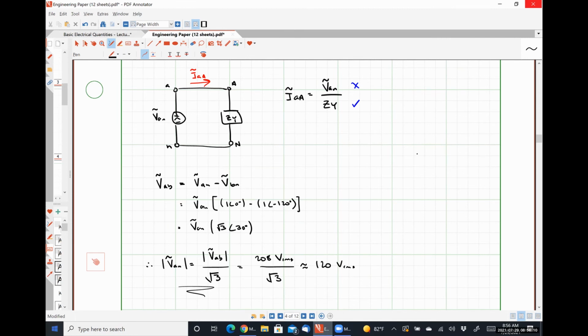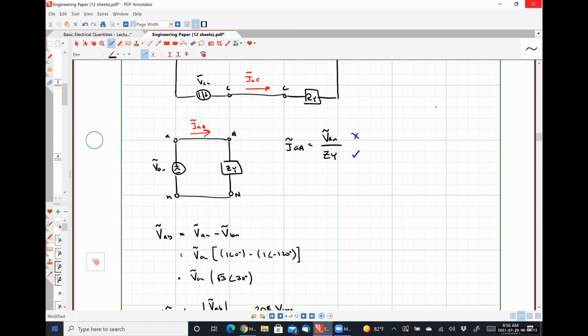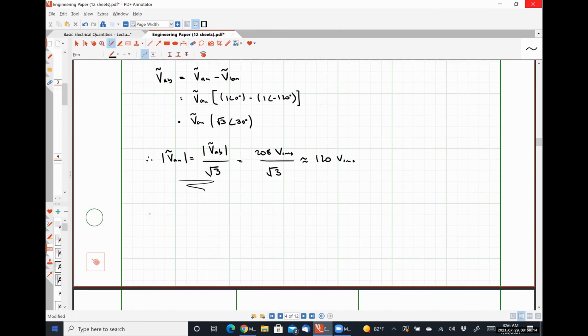All right, so with that, IAA is going to be 120 angle 0 degrees volts RMS divided by 36 plus j12 ohms. So tell me what you get. My calculator's in my bag.